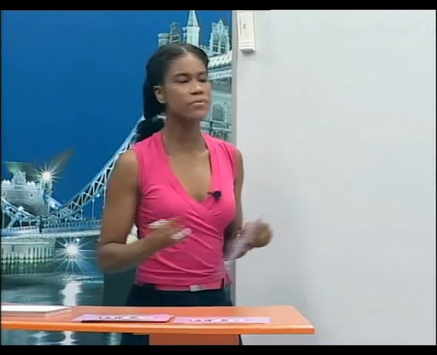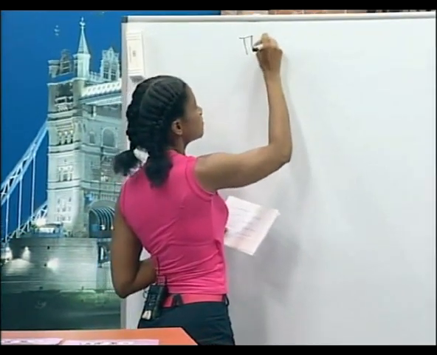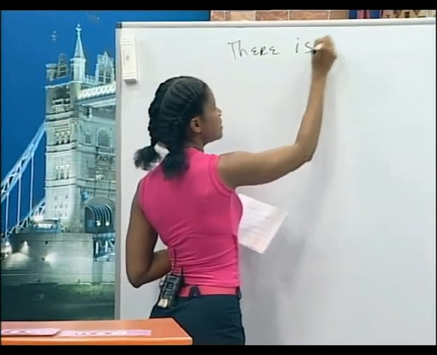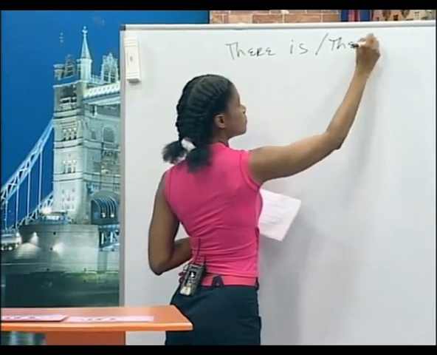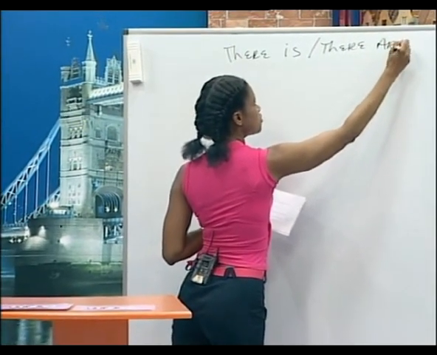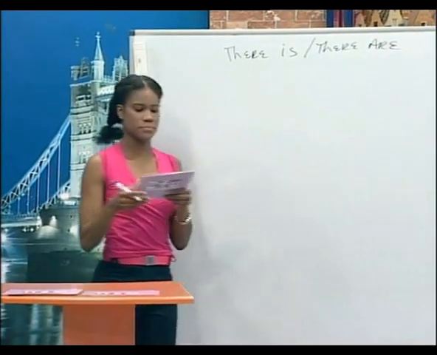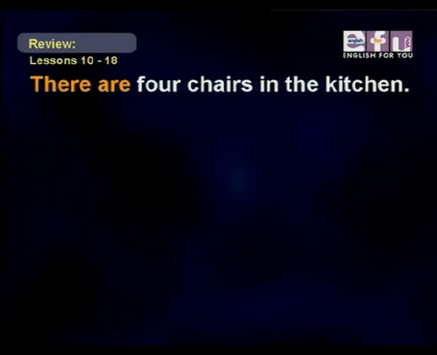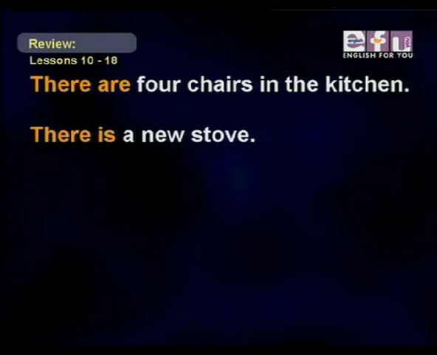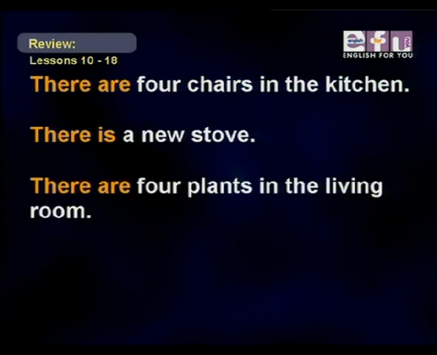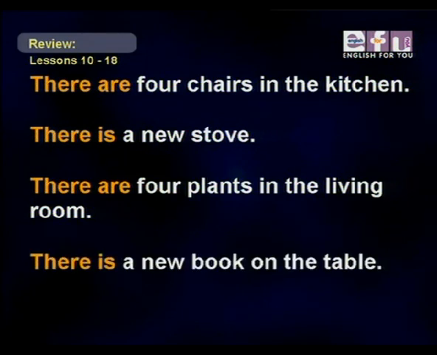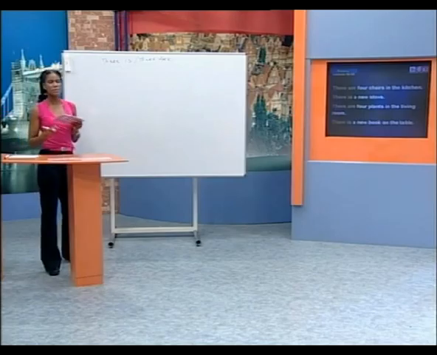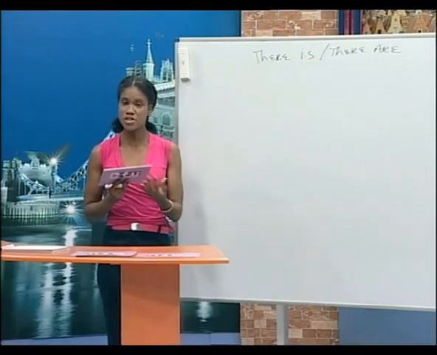Now, let's quickly review. There is and there are, to show that something exists. For example, there are 4 chairs in the kitchen. There is a new stove. There are 4 plants in the living room. There is a new book on the table. So there are and there is give information.